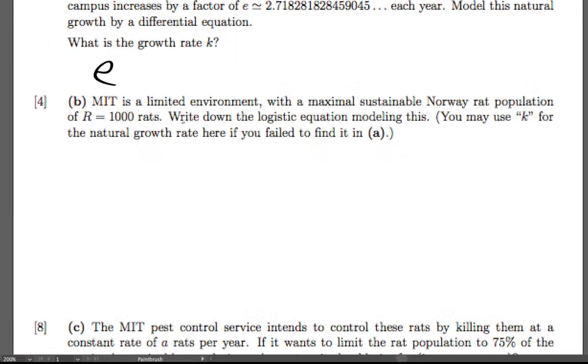Okay. MIT is a limited environment with a maximal sustainable Norway rat population of 1,000 rats. Write down the logistic equation modeling this. You may use k for the natural growth here if you fail to find it in A. Okay, so we are going to be doing some logistic equation of a growth.